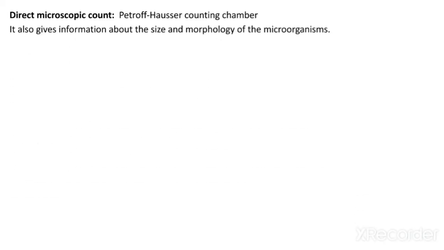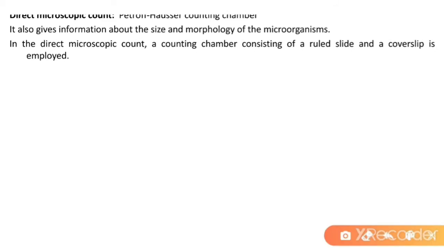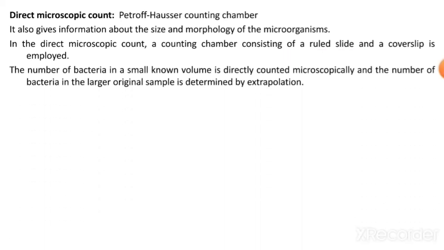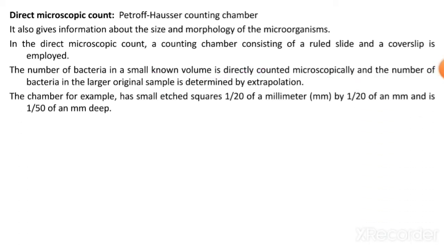Now the next technique is the direct microscopic count. Here a Petroff-Hausser counting chamber is used. It also gives information about the size and morphology of microorganisms. In the direct microscopic count, a counting chamber consisting of a ruled slide and a cover slip is employed. The number of bacteria in a small known volume is directly counted microscopically, and the number of bacteria in the larger original sample is determined by extrapolation.